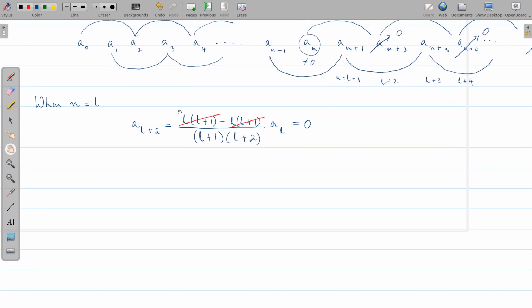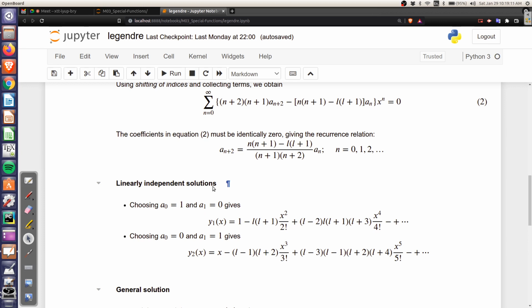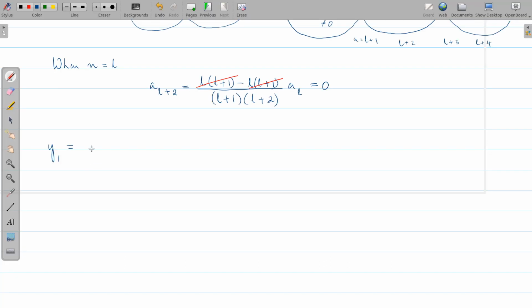Okay, so what is the consequence of this? The consequence is basically this. Let me take an example. So we have y1. We saw here y1 takes even values of x, even powers of x. So y1 is going to be, let's say, we have a0, plus a2, or rather let me do it this way, graphically I'd like to show you.